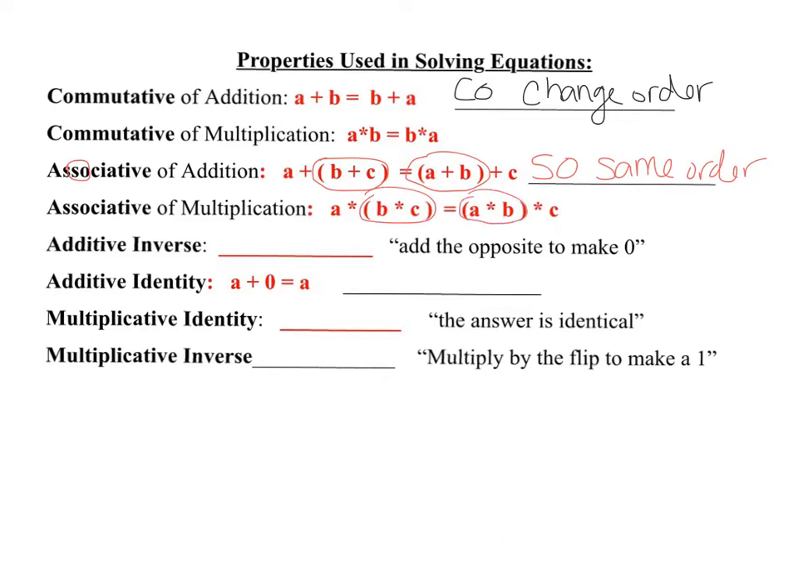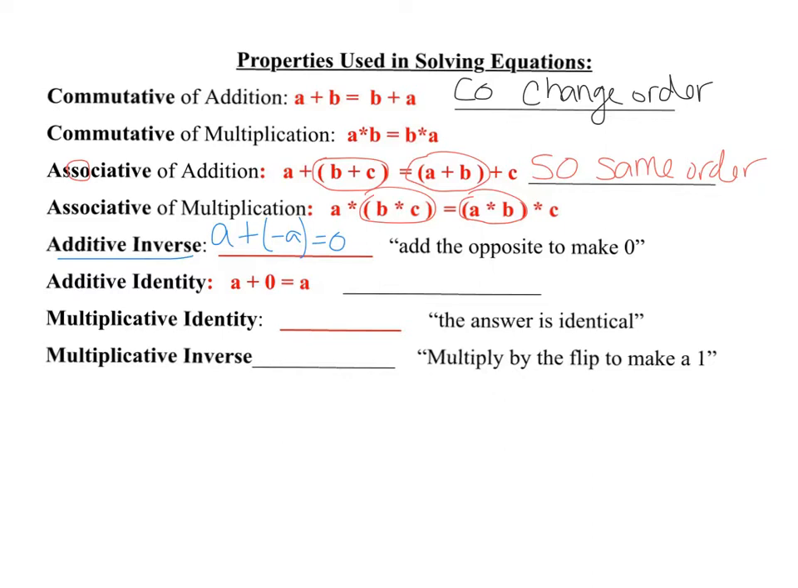Your additive inverse: add the opposite to make 0. So an example of my additive inverse would be a plus a negative a equals 0. Remember that we use the additive inverse all the time when we're solving an equation. It's how we move something from the left-hand side of an equation to the right-hand side of an equation.